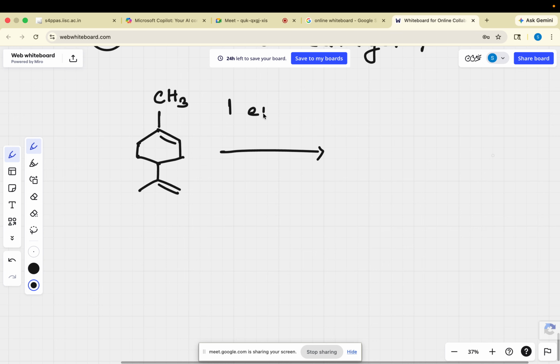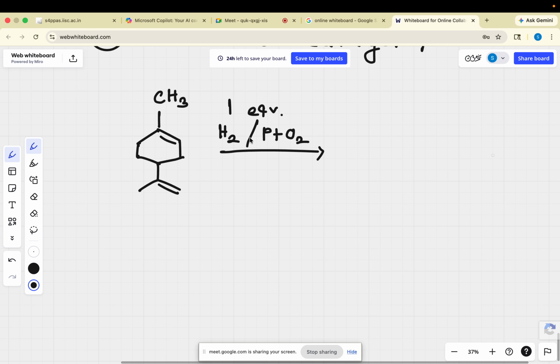So suppose here I am using one equivalent of hydrogen in platinum oxide, PtO2. What will be the product? Syn addition happens. Okay, fine, syn addition, but which double bond? One equivalent we are using, right? You have two double bonds here. The one next to CH3. Why? Because it is more electron rich.